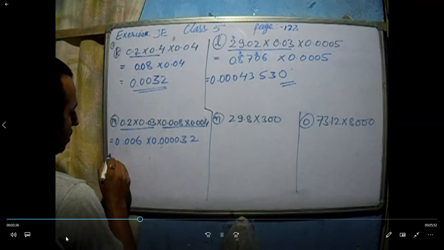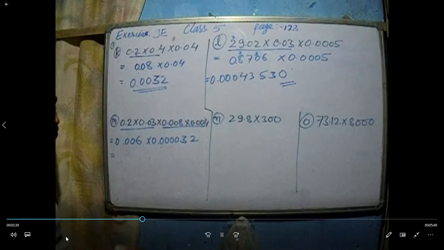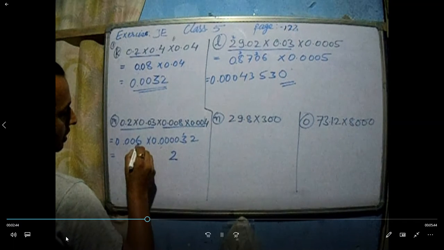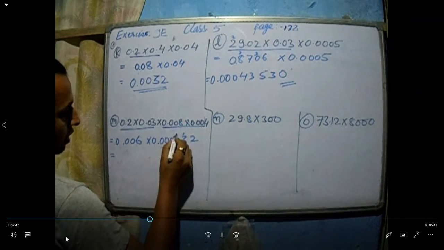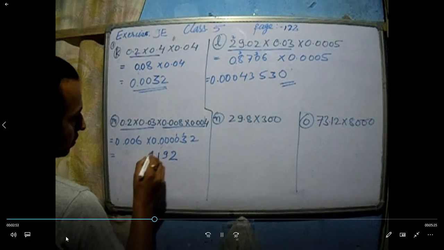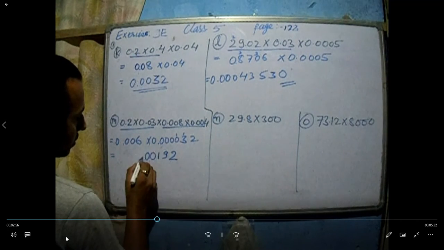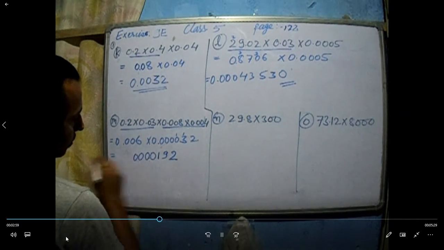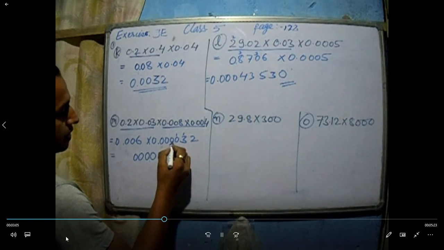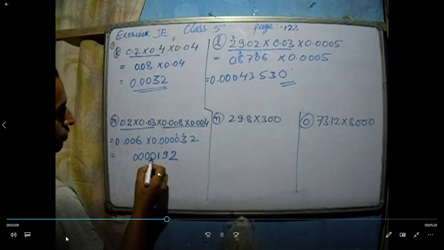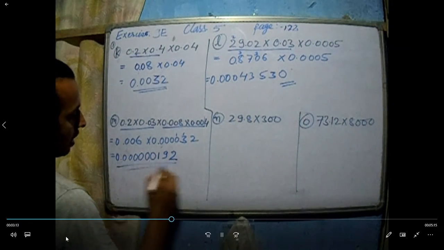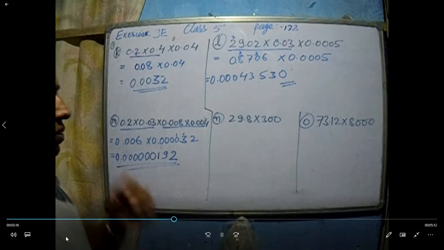We got it. Now 6 and 32 we have to multiply. So 6, 2 is 12. Carry 1. 6, 3 is 18. Plus 1 is 19. Carry 1. Then this 6, 0. 0, 0 plus 1, 1. 6, 0, 0. 6, 0, 0. 6, 0, 0. Okay. Again 0. Now we need to count the number of decimal places. So 3 here, 4, 5, 6, 7, 8, 9 place. 1, 2, 3, 4, 5, 6, 7 places there. 8, 9. After 9 place. This is your answer.